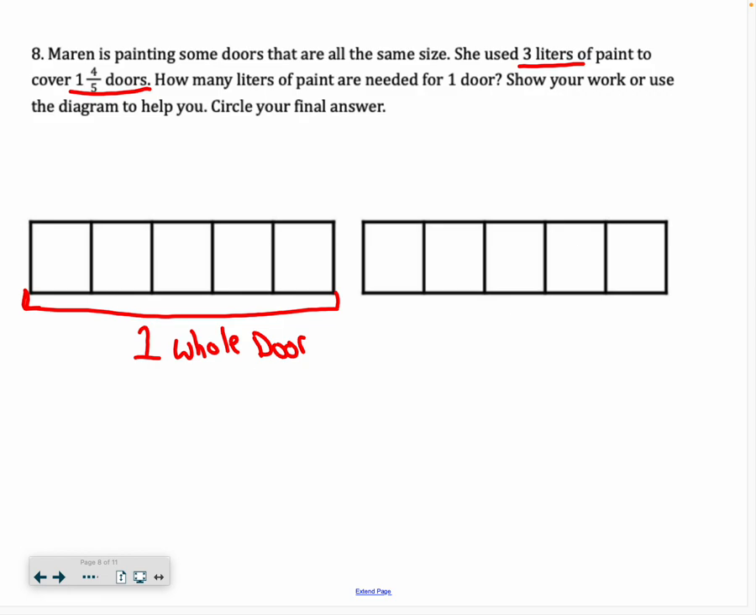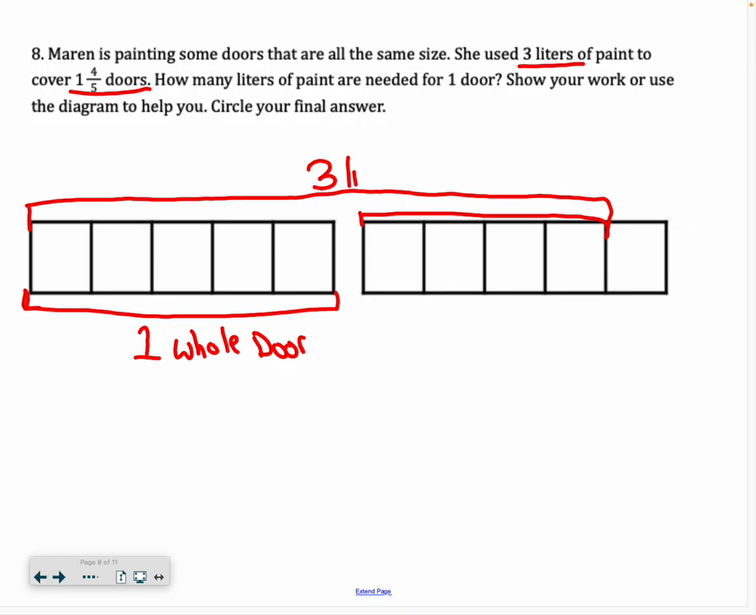And we know that to cover 1 plus 4/5 of a door, okay, that's your 4/5 right there. To cover 1 4/5 doors, she used 3 liters of paint, okay? So in order for me to figure out what 1 full door is, I want to figure out what 1/5 of a door is, kind of like the last one.